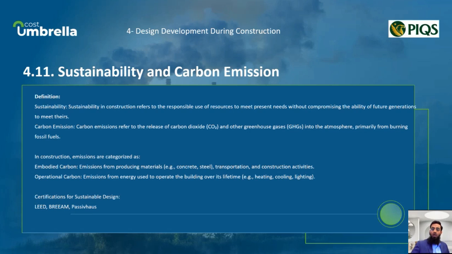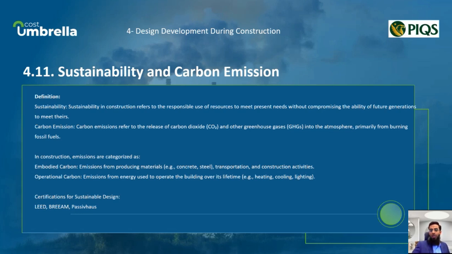Okay, let's look at carbon emission. Carbon emission refers specifically to the release of carbon dioxide and other greenhouse gases into the atmosphere. In construction, this mostly comes from burning fossil fuel, which occurs during both the production of building materials and ongoing operation of the building. In construction, emissions are generally divided into two main categories. Number one is embodied carbon and number two is operational carbon.